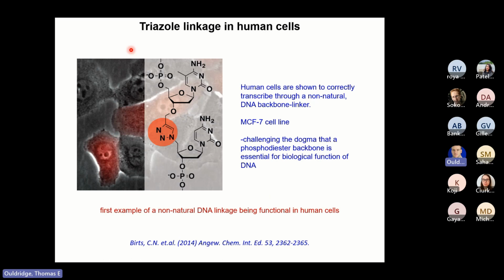And the next step was to put a plasmid into a human cell. So we used MCF7 cells, and we put mCherry in there, and the plasmid was able to be transcribed to make fluorescent cells, effectively, to express the mCherry in these eukaryotic cells. So eukaryotic cells also behave correctly with this kind of triazole DNA.